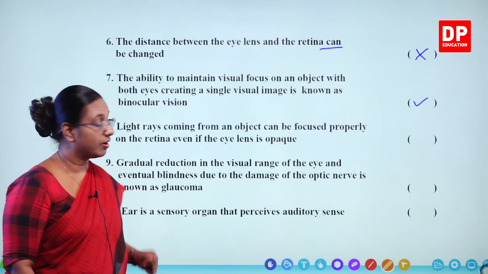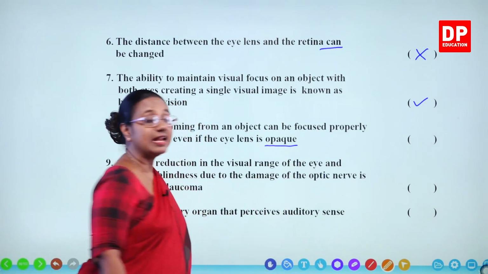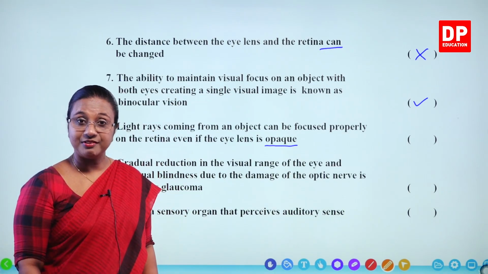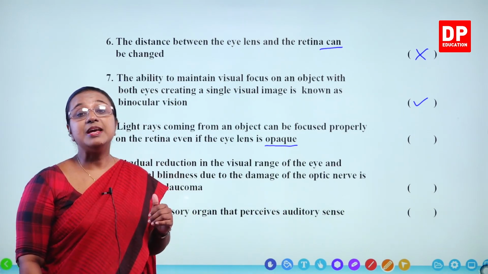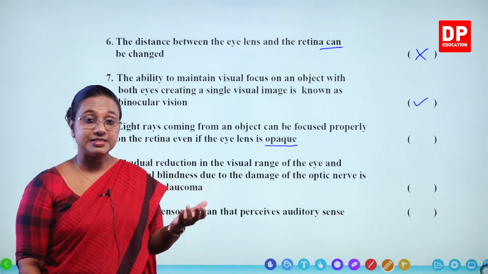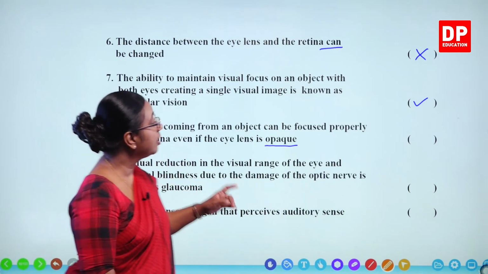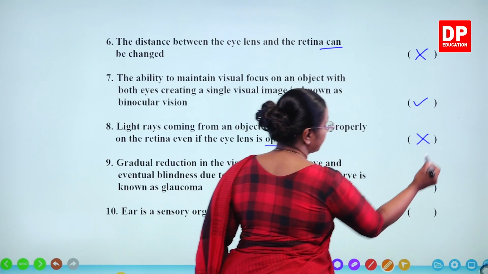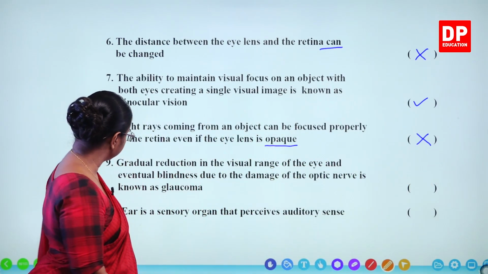That is wrong. If the eye lens is opaque, that is the condition known as cataract. So then the image doesn't form clearly because the light rays do not focus properly. They get dispersed. So this statement is false.